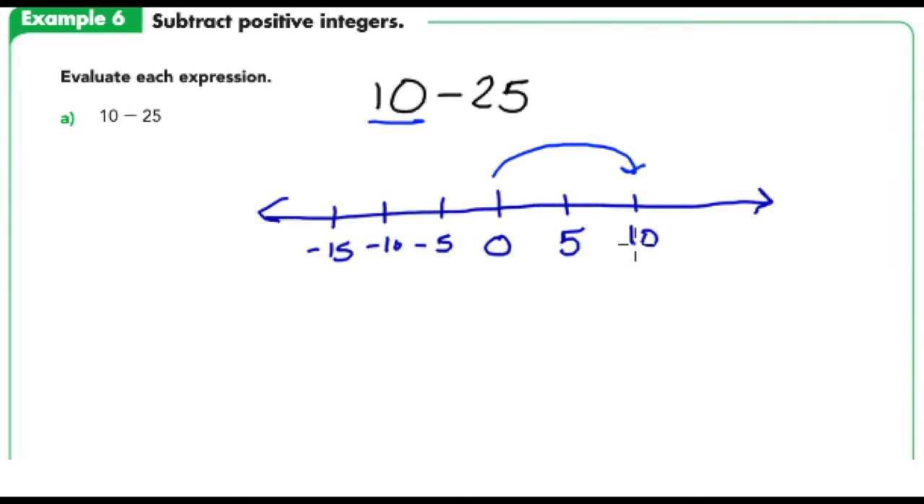When you subtract a positive, you're going to go left. So from 10, I'm going to go back 25. So 5, 10, 15, 20, 25 puts me to this spot right here. That will put us at a negative 15. The other way that we could show this on a number line, we could just start at the 10 and then go back 15. So when you subtract a positive, you move left on a number line.